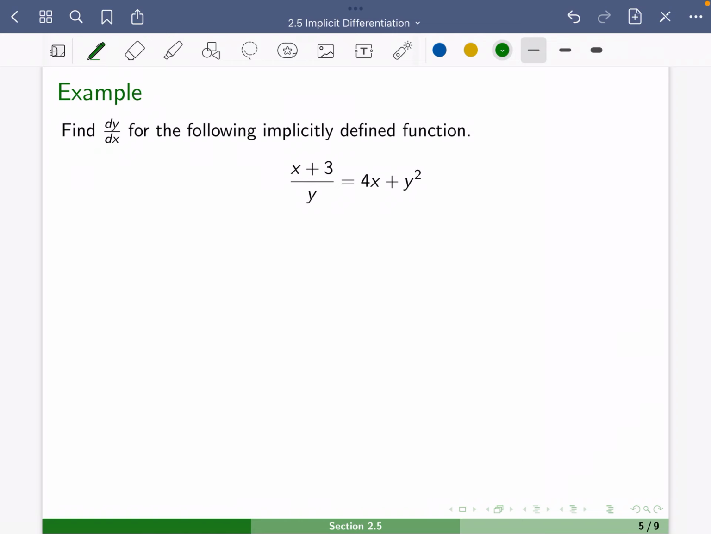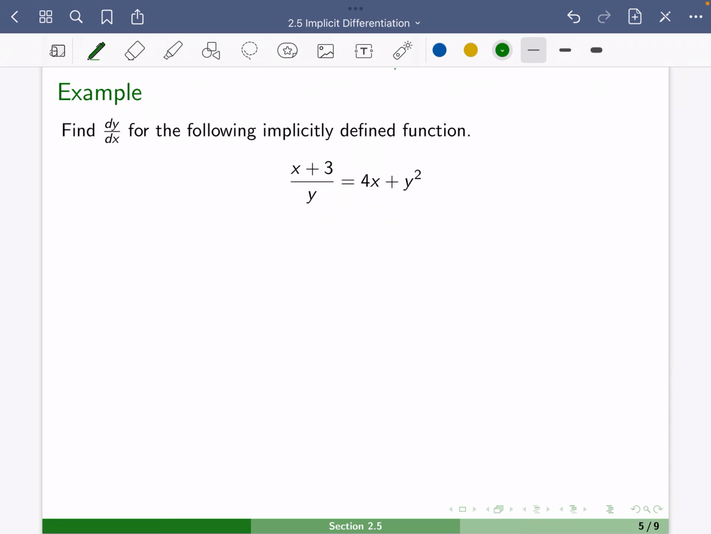In this video, we are going to continue finding derivatives of functions using implicit differentiation. So we will look at two examples in this video. So let's jump into our first example. We have (x + 3)/y = 4x + y squared.